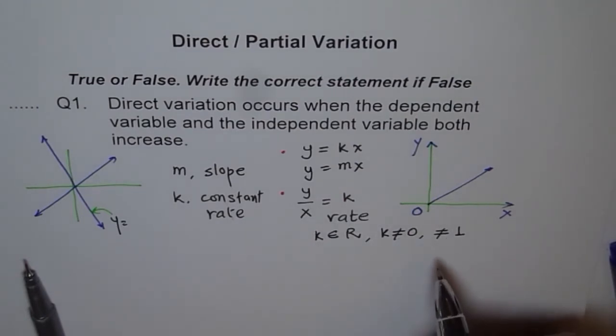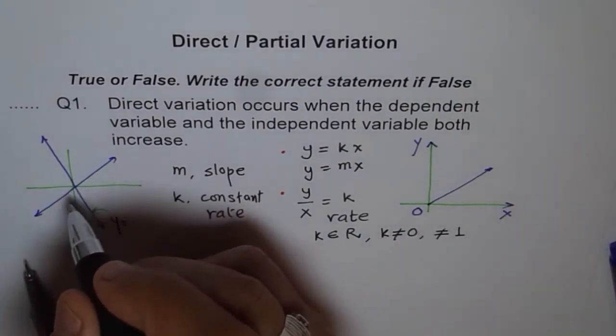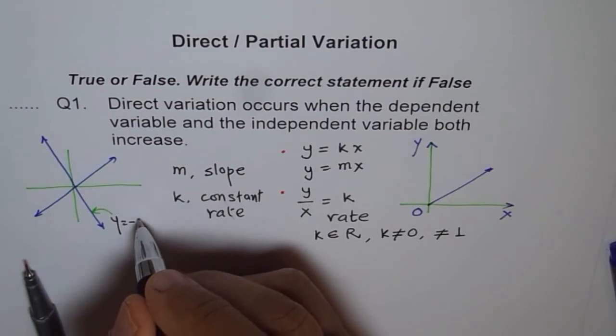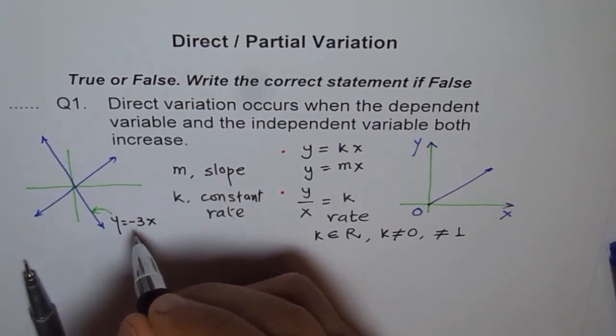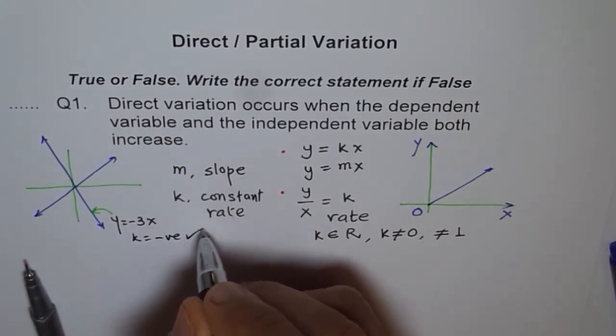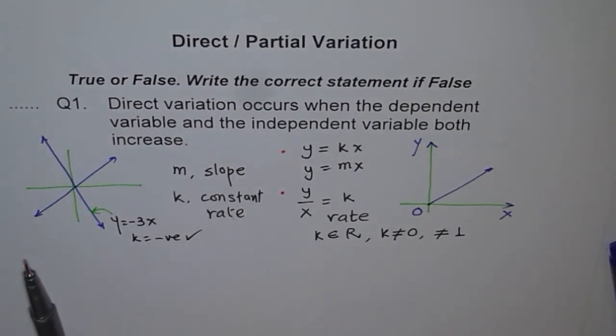Why are these restrictions there? If k is equal to 0, that means the line is going to be horizontal. So it is not varying at all. When we say direct variation, then the x value and y value need to change. If they are not changing, then it's not a variation. So remember that. This could be a line like minus 3x, for example. It's a negative slope, and k is negative, and that is fine. But k cannot be 0 or 1.